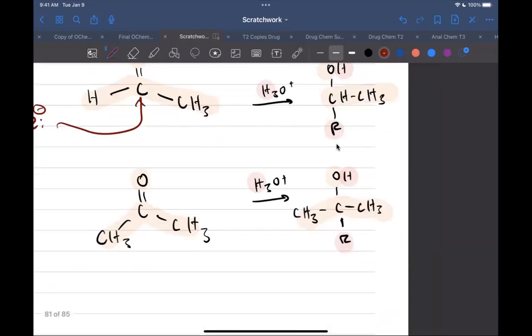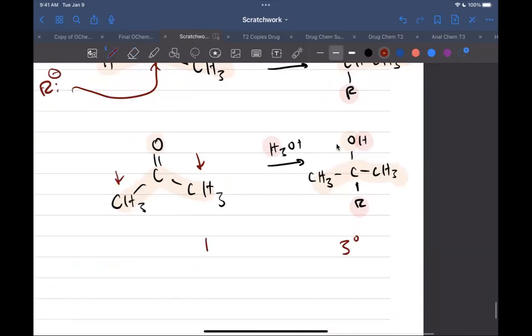And what if we have a ketone? Well, the ketone already has two existing R groups, and we add a third one. Well, hey, that's a tertiary alcohol. So ketones create tertiary alcohols, right?